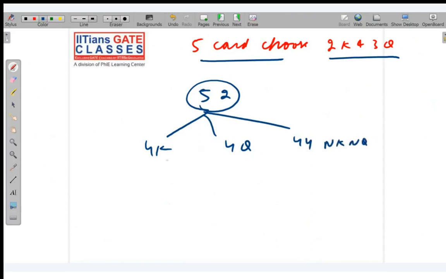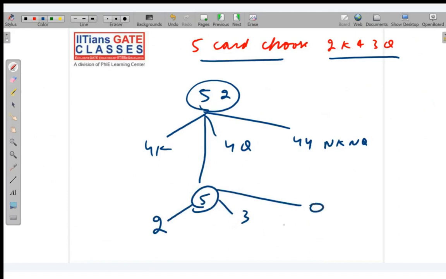Okay. So now how many do we want to pick? We want to pick 5 cards. 2 should be kings and 3 should be queens. So how many non-king, non-queens? 0. Why am I building this thing? You will get more clarity in the next question.